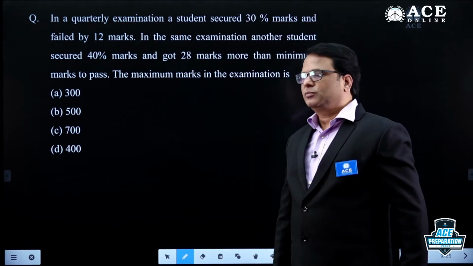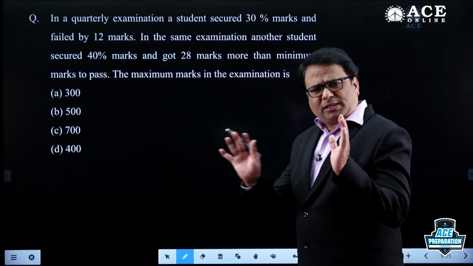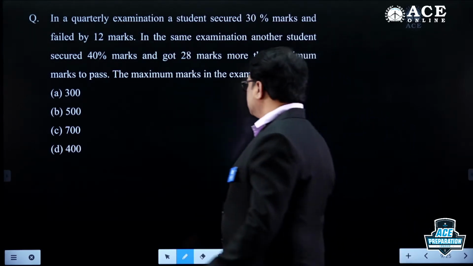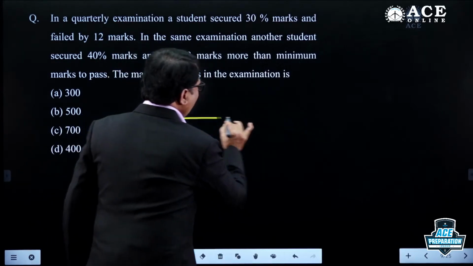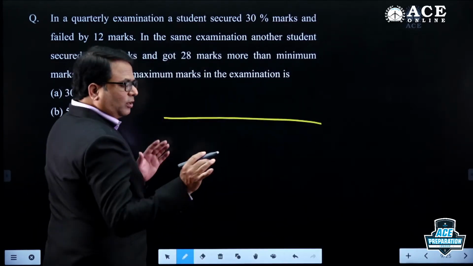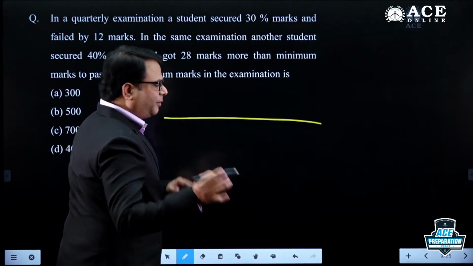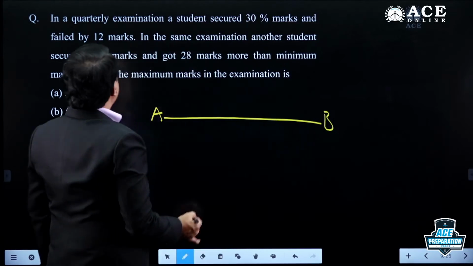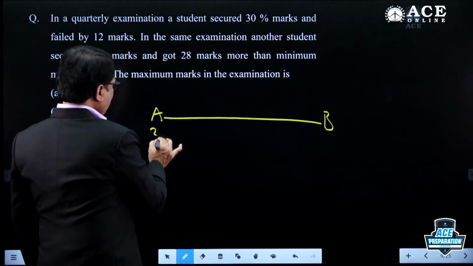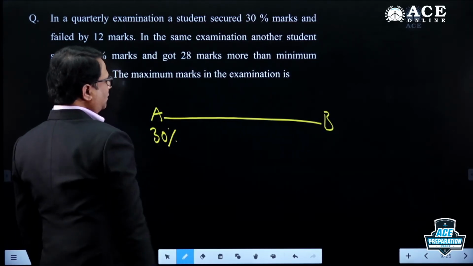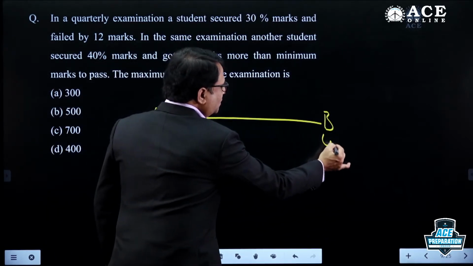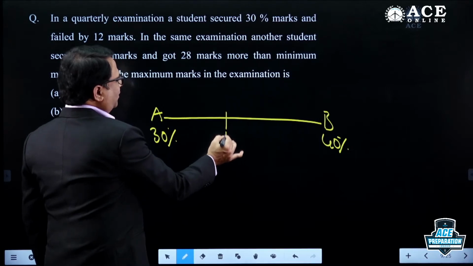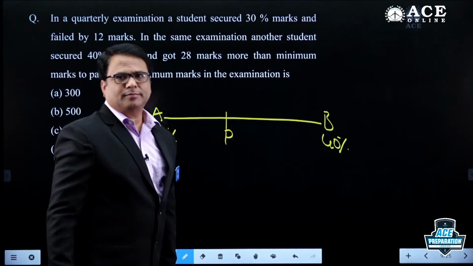That is the question. Now, whatever data is given in the problem, I represent it with the help of a line diagram. Let us call these two students A and B. A scored 30%, B scored 40%, and I take this point as pass mark, P. P means pass mark.